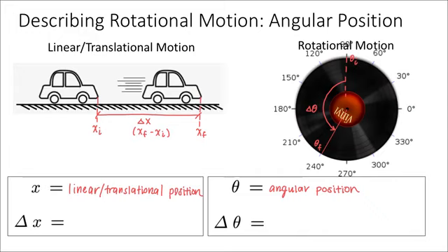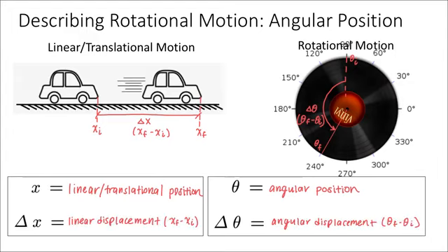So delta theta is going to be the same thing as delta x in this case. It's going to be theta final minus theta initial. So mathematically, that would be 240 minus 90 degrees. That would be 150 degrees. And so the angular displacement of the vinyl record would be 150 degrees. In other words, it is now 150 degrees more rotated than where it began.